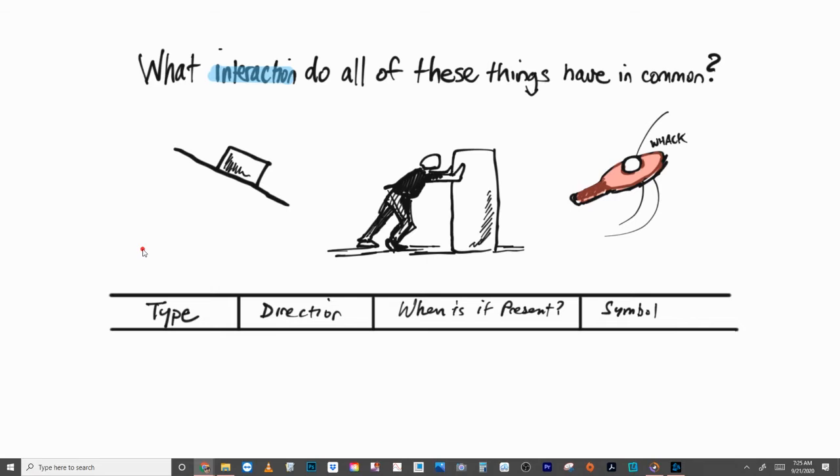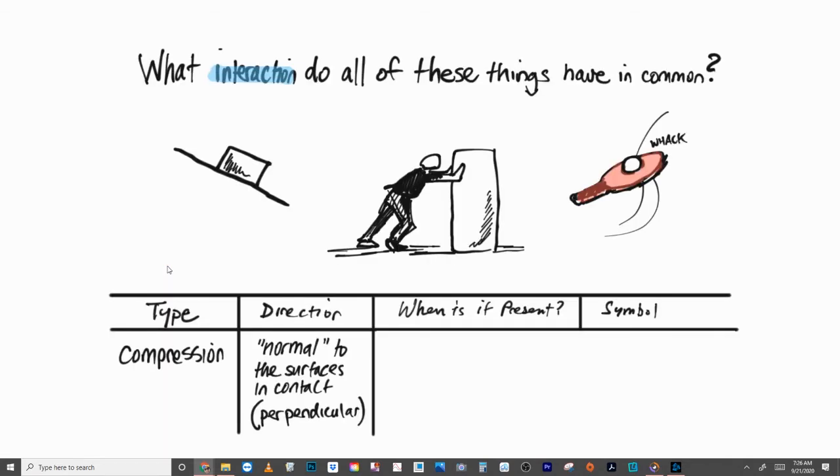All right, moving on. What about these? Now this one's a twofer. What interaction do all these things have in common? If you said compression and shear, you're on the right track. Absolutely. So let's look at compression first. The compression between surfaces is going to be called a special force, right? It's a contact force between two surfaces, and the direction is going to be normal to the surfaces in contact. Normal is a mathematics term that means perpendicular.